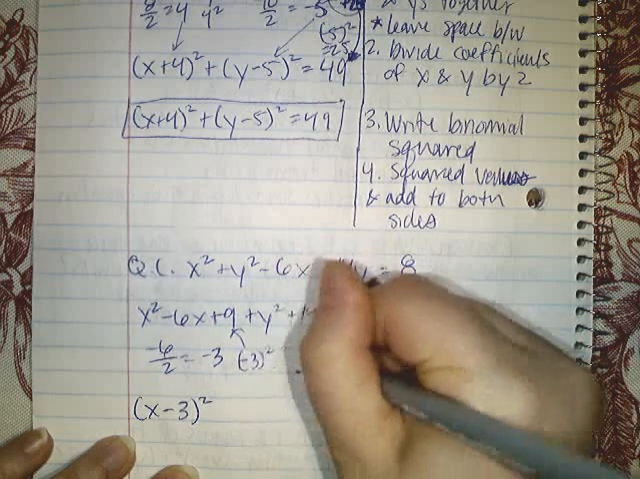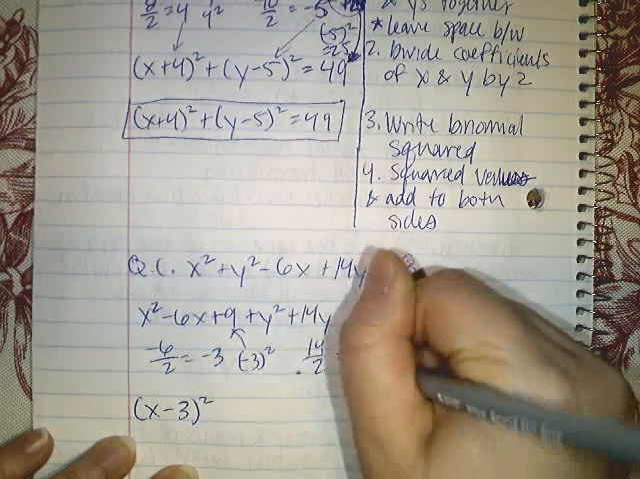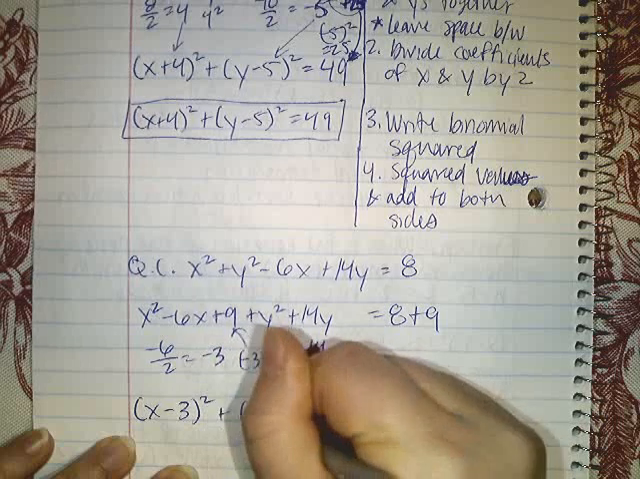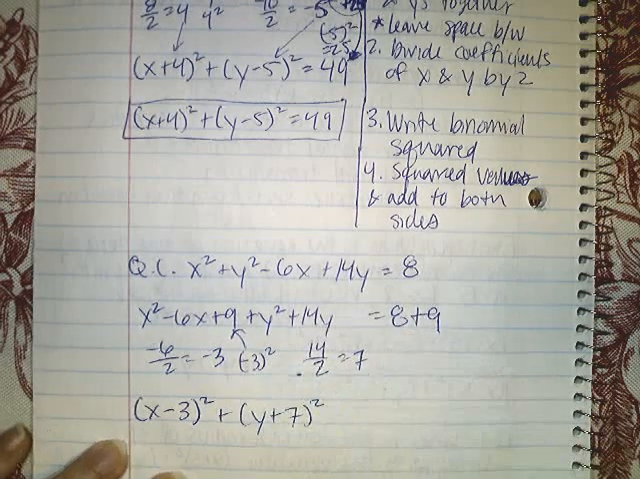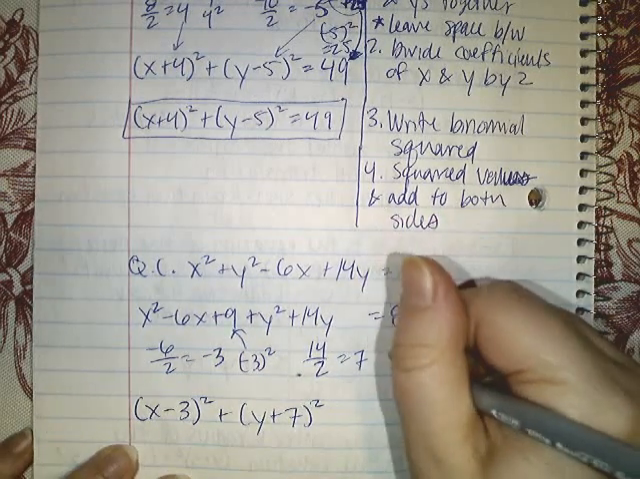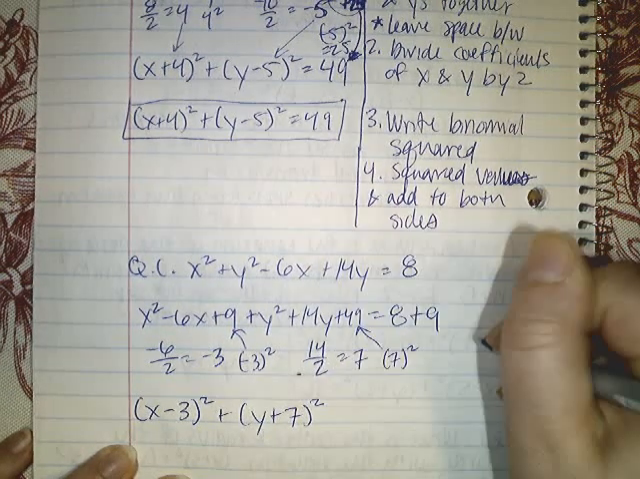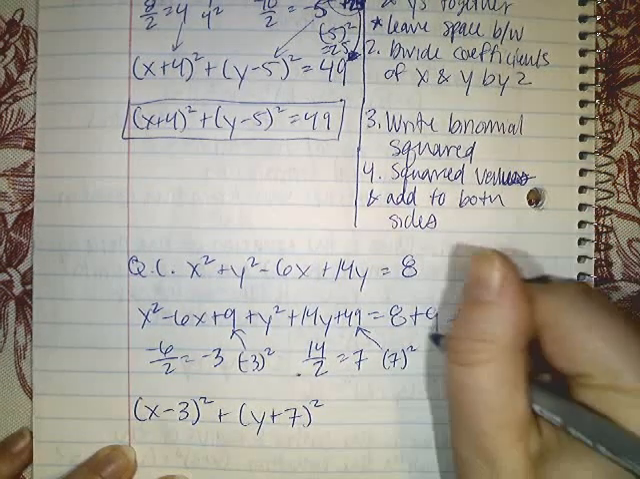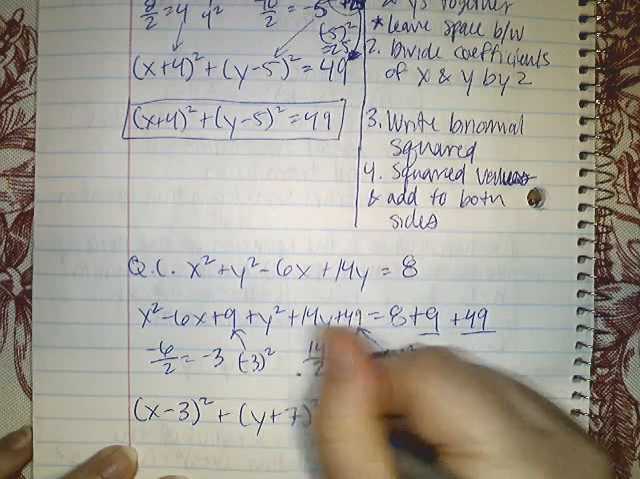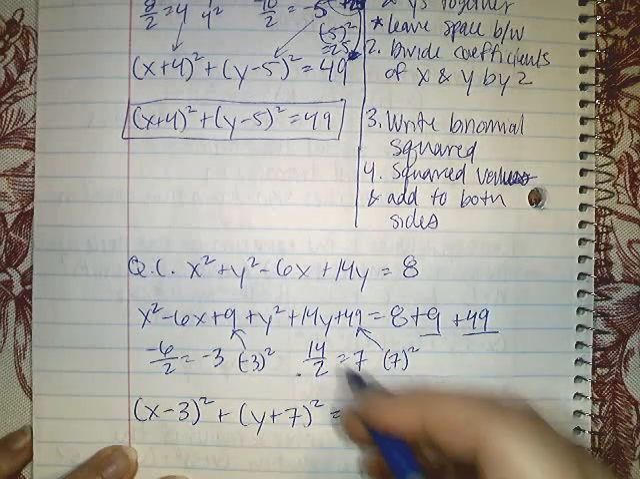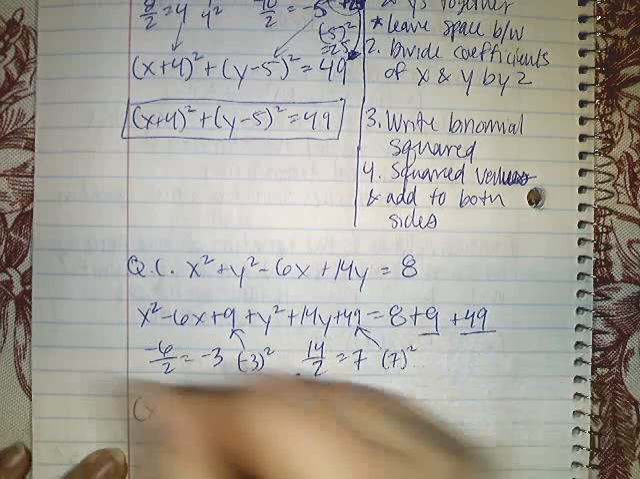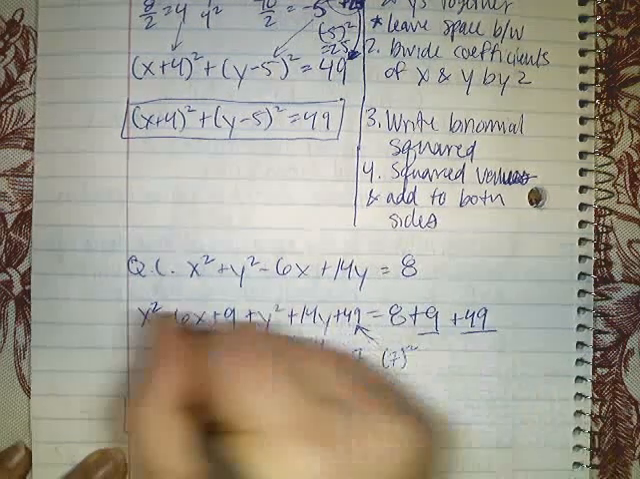Then I'm going to do the same thing with 14. 14 over 2 is 7. So I have plus y plus 7 squared. And then when I square 7, I get 49 here, but then I also have to add it to the other side. So I added 49 and 9 to the 8, and that adds up to 66. And that would be my standard form.